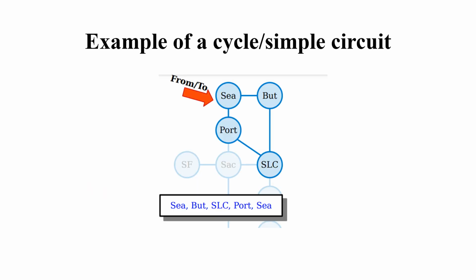Now, an example of a cycle or a simple circuit. Let's say we want to start and end, so we want to start and reach Seattle back again. From Seattle, we go to Butte City, to Salt Lake City, to Portland, back to Seattle. So this is an example of a cycle because the start and end vertex are the same and any other vertices are not repeated. So it's a cycle.